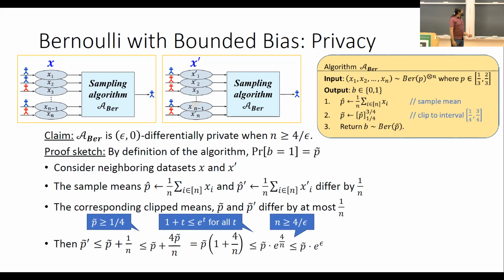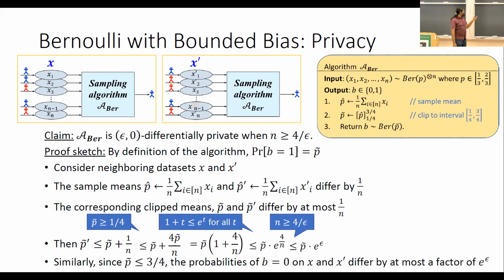So what have we shown? We've shown that the probability that we output 1, the ratio of those probabilities on two neighboring data sets, is bounded by this e to the epsilon. And there's nothing special about 1. You can do this for 0 as well. And so that proves epsilon DP, since it's sufficient to consider pointwise outputs for epsilon DP. Any questions about this proof?